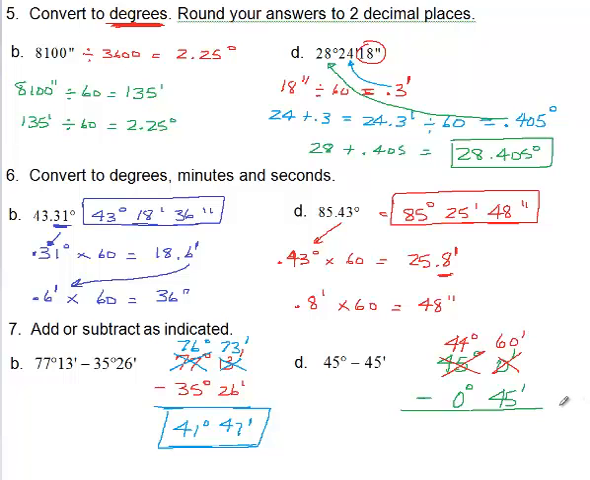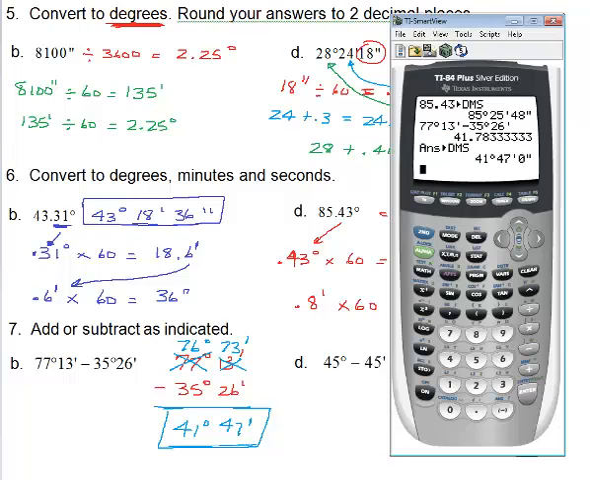Now I can actually subtract, right? So when I subtract now, what do I get? 60 subtract 45, that's 15, which is 15 minutes. And 44 subtract 0 is 44 degrees. So my answer is 44 degrees, 15 minutes. Now let's see if I'm correct. We'll verify it on the calculator.